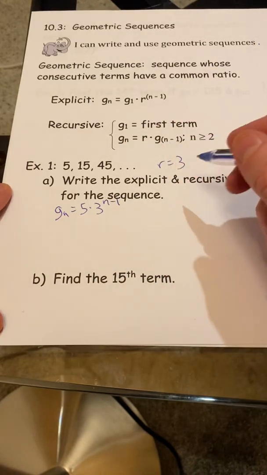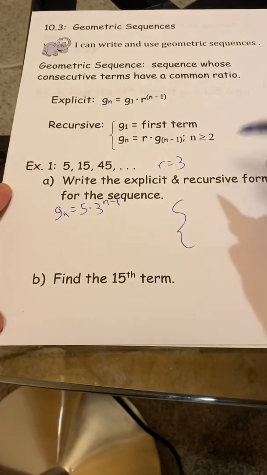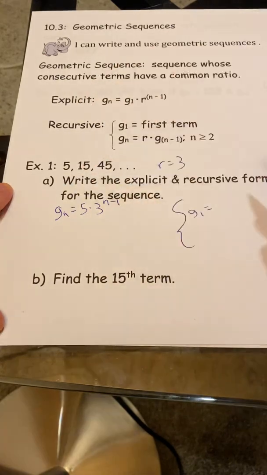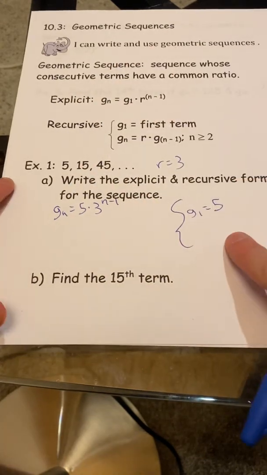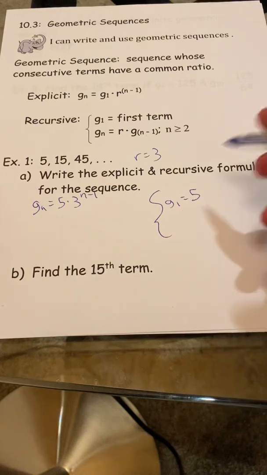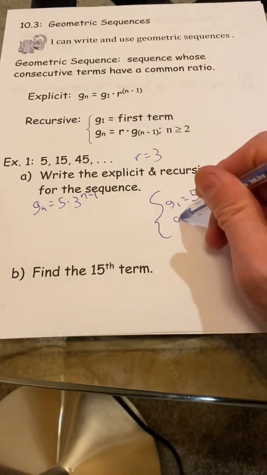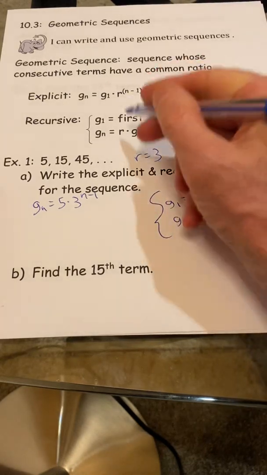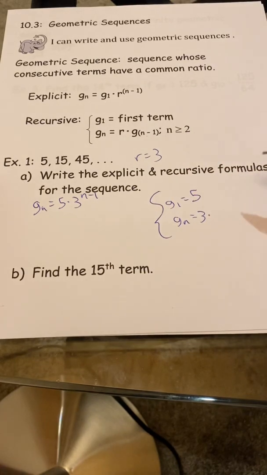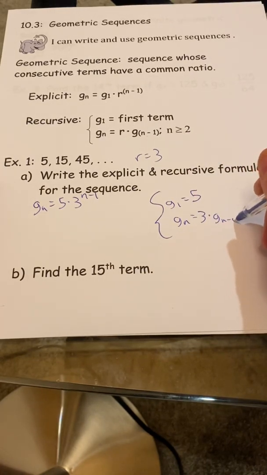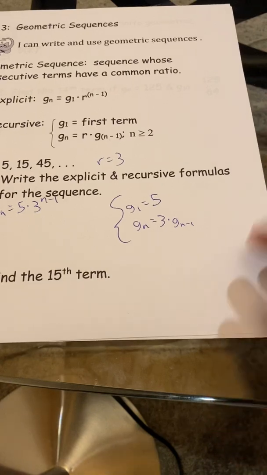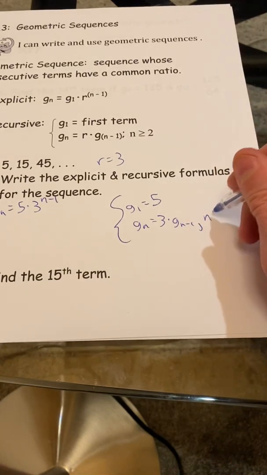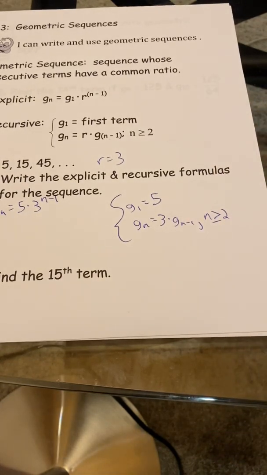For your recursive, g sub 1 equals 5. Again, we always have to define that first term, otherwise you can't use that prior term. g sub n equals the rate 3 times g sub n minus 1. And again, n has to be greater than or equal to 2.